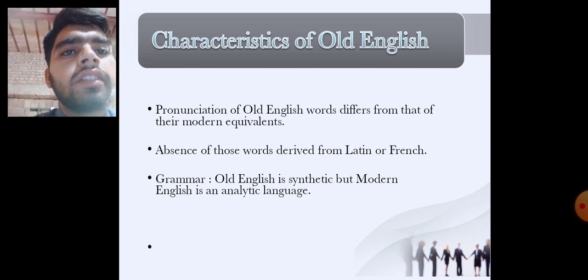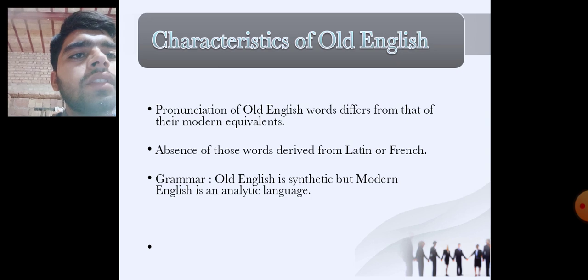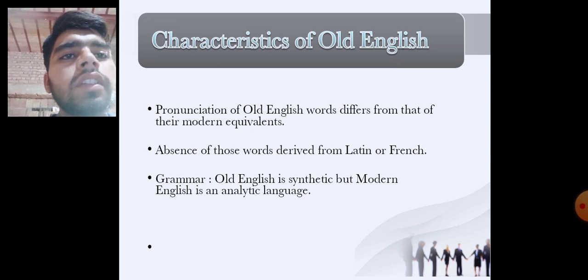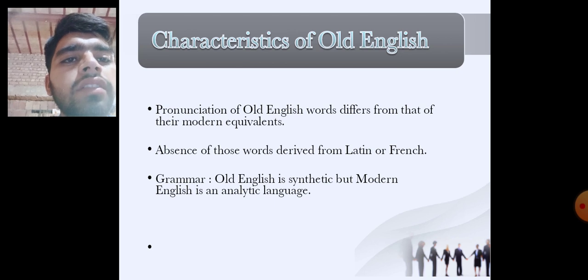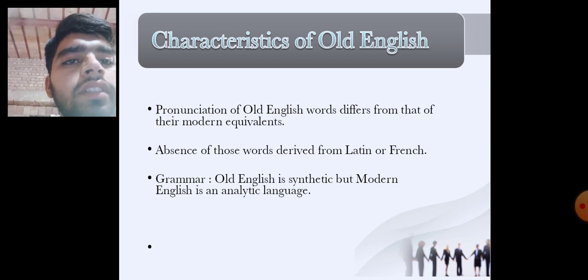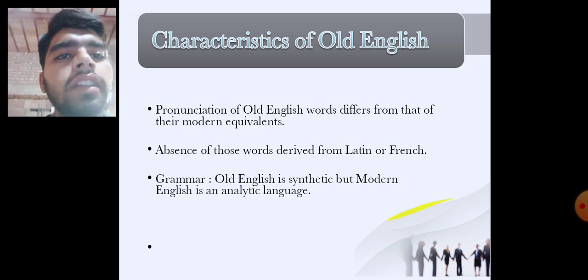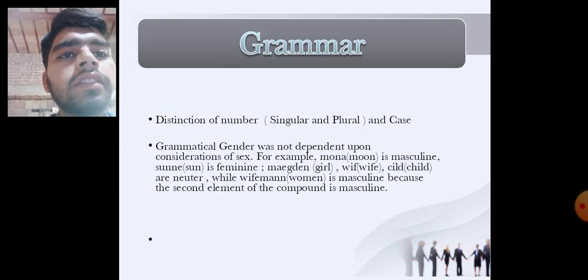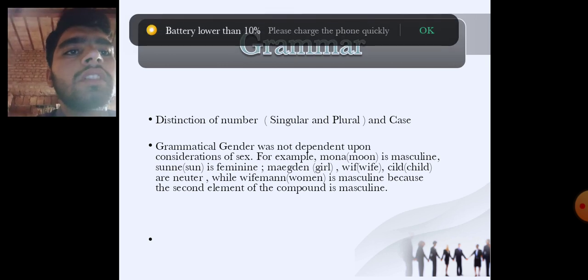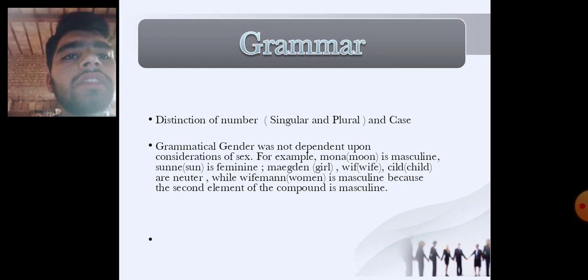Characteristics of Old English. The pronunciation of Old English words differed from that of their modern equivalents. There was an absence of words derived from Latin or French. Grammar: Old English is synthetic, but modern English is an analytic language. That means the old grammar was synthetic, but now modern English is an analytical language. There was a distinction of numbers, singular and plural, and case. Grammatical gender did not depend upon consideration of sex.